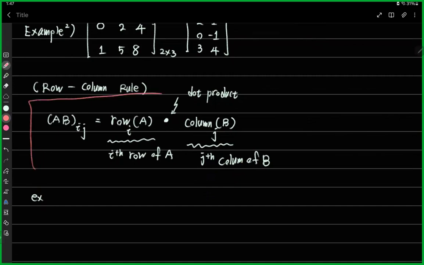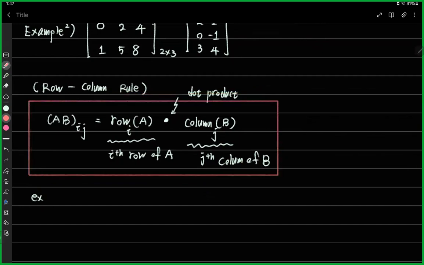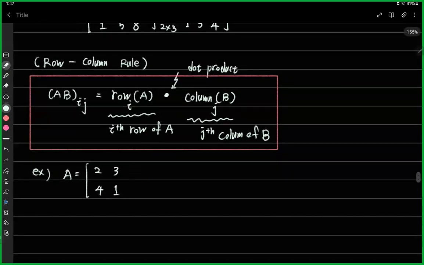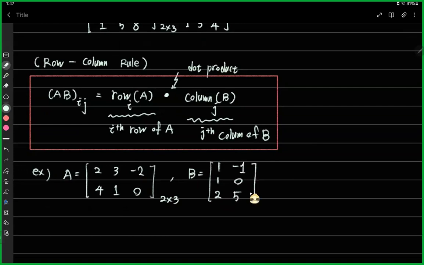Okay, so for example, let's say A is 2, 3, and -2, 4, 1, 0. Let me set a non-square matrix. Let's say A is 2 by 3, right? Then B must be what? The size of B must be 3 by something, right? So 1, -1, 2, and then -2, 1, 0, and 5. Okay, let's say this is a 3 by 2 matrix. Then we expect that the matrix multiplication AB is going to be a 2 by 2 matrix, right?